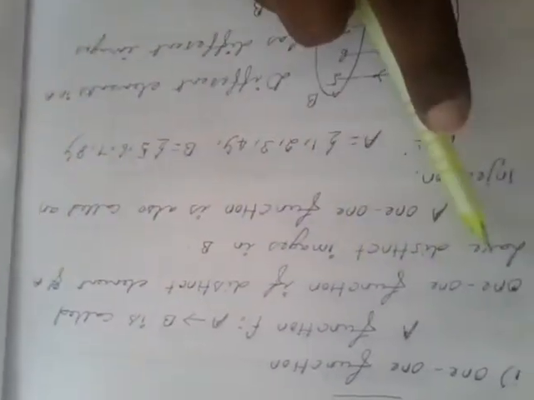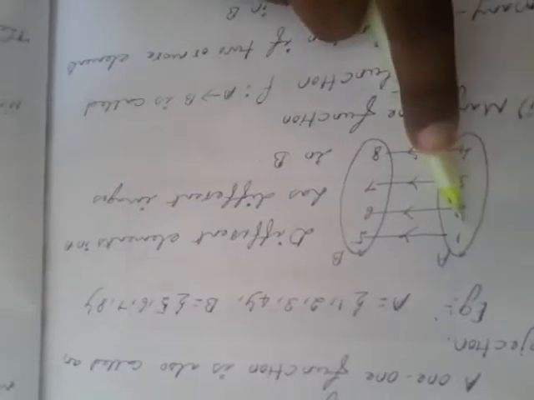One element has only one image. One element having only one image is called a one-one function. A function f such that A to B is called a one-one function. That means distinct elements of A have distinct images in B.